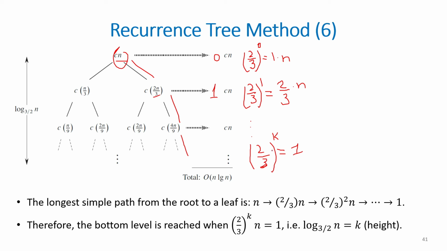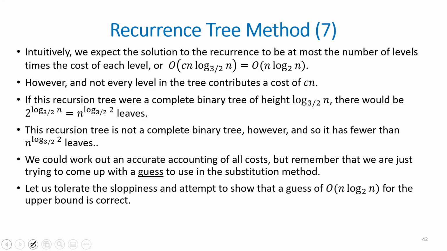Therefore, at the kth level, we would have a subproblem of size 1, and therefore we get this relation. So this can be further simplified to this. The total cost can be calculated by multiplying the cost of each level by the number of levels in the tree. That is O(cn log base 3/2 n), which is equal to big O of n log n.